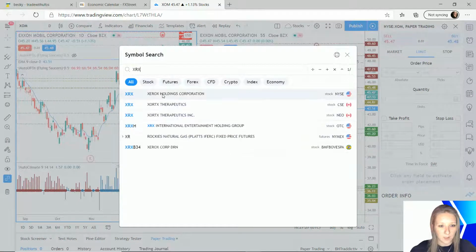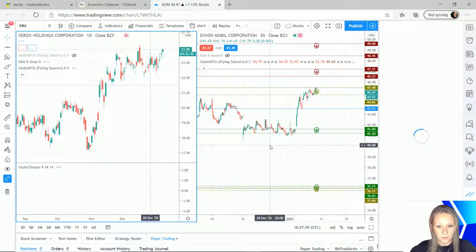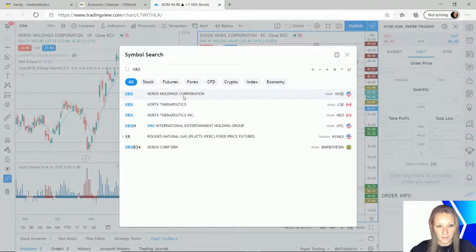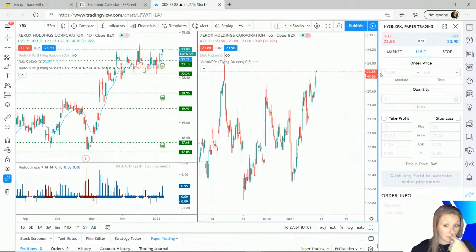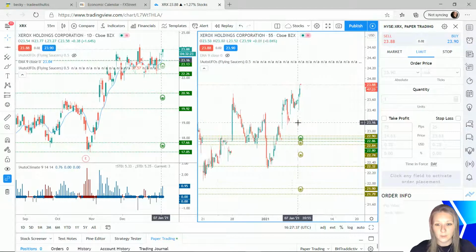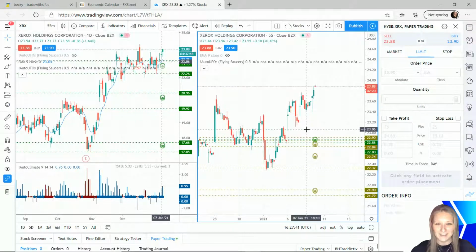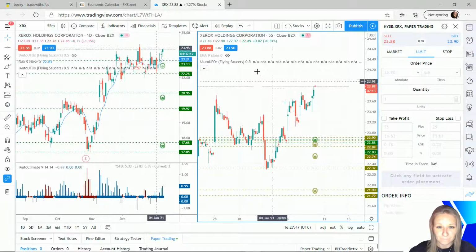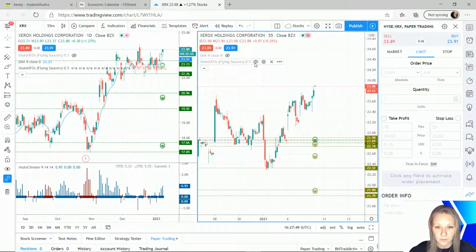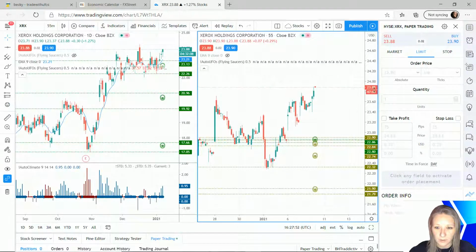So XRX, Xerox, and again on that side. So make sure, by the way, with TradingView that you do this on both charts. You don't want to be looking at ExxonMobil on the left and Xerox on the right, and therefore making a decision about one stock that's actually relevant to information on another. You want to make sure you're looking at the right thing. I'm also just going to unshow and reshow these UFOs, make sure they've loaded properly.